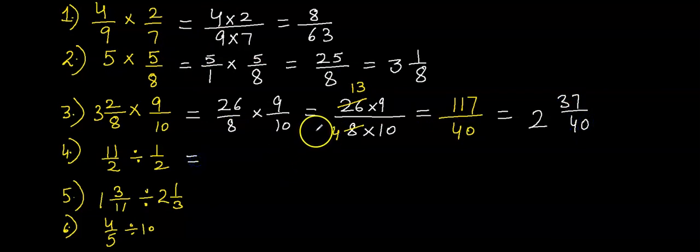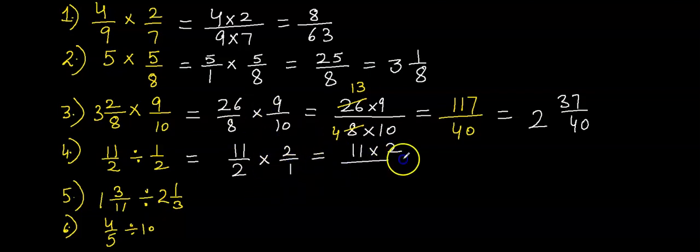Let's try the next one. Since it's a division, first we have to reciprocate the second fraction, which is 1/2, and that would be equal to 2 over 1, and then write that as a multiplication. And then we can check if we can reduce any of the numerators by denominators. So yes, we can reduce 2 and 2, so that would be equal to 1 and 1 over here. So 11 times 1 gives us 11, and then 1 times 1 equals 1. So the final answer would be equal to 11.